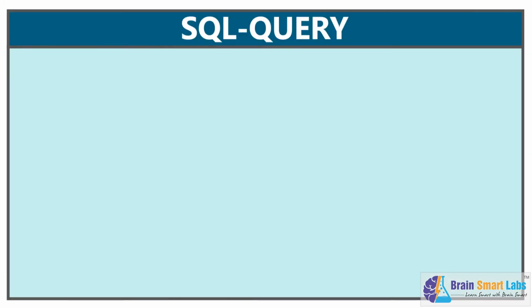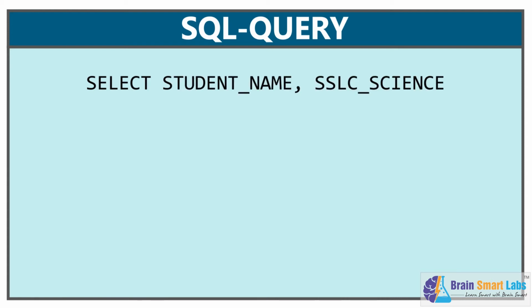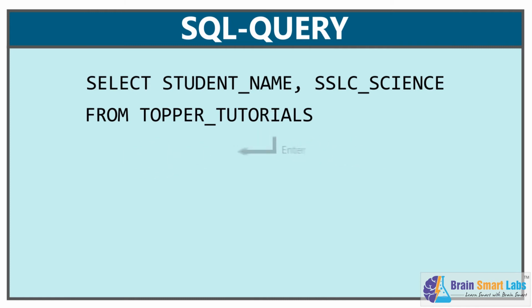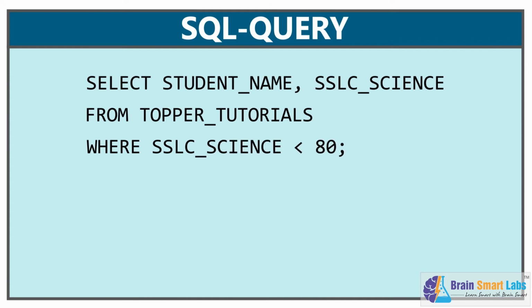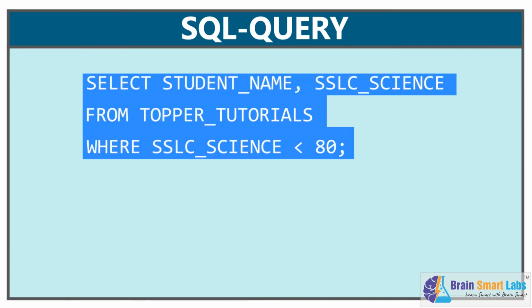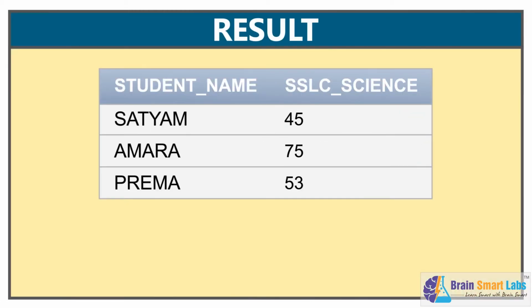Coming to the query section, we have to write select student name, SSLC science in the first line and press enter. In the next line we write from Topper Tutorials, as this is the table we have to search for values. In the last line we write the condition as where SSLC science is less than numerical 80. Now highlight the query to run it and boom, you will get the result which will display all students who have scored less than 80 in SSLC science.